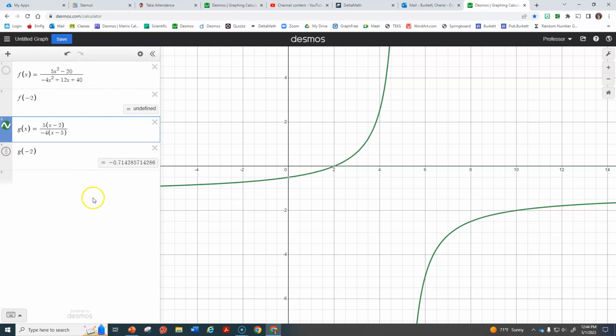Okay, so that's why you have to plug it into the simplified one, because the simplified one has a value there. The given one, it literally shows the hole.